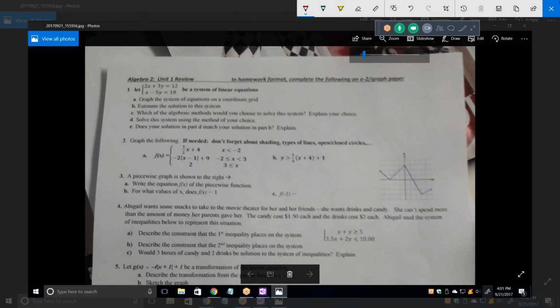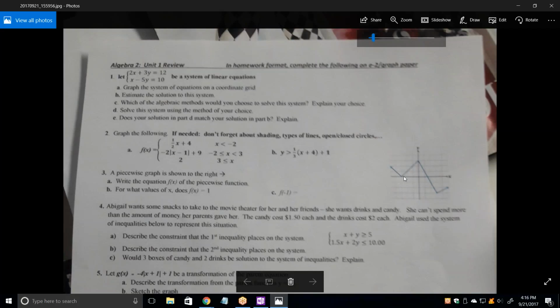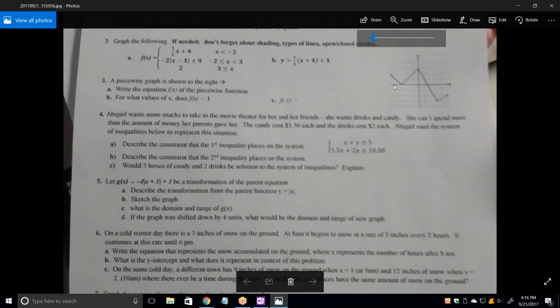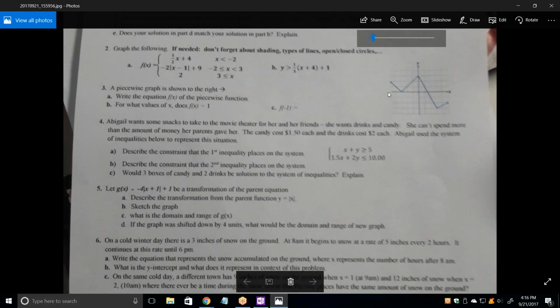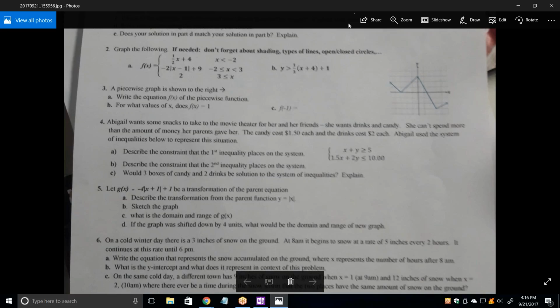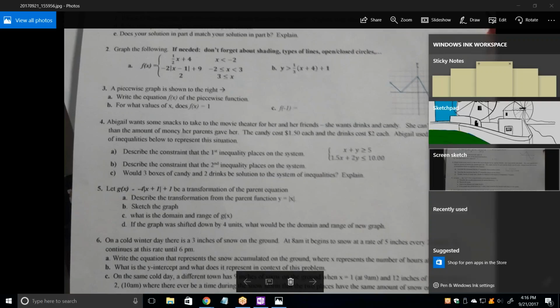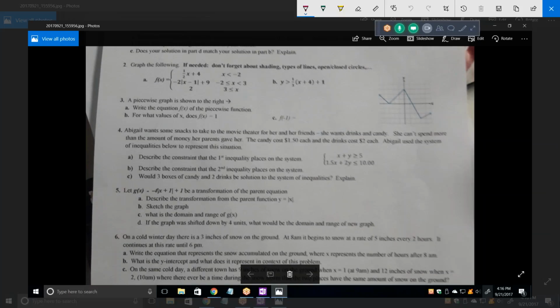All right, let's look at number 2. Let me scroll up a little bit here. Zoom go away. There. All right. Graph the following.